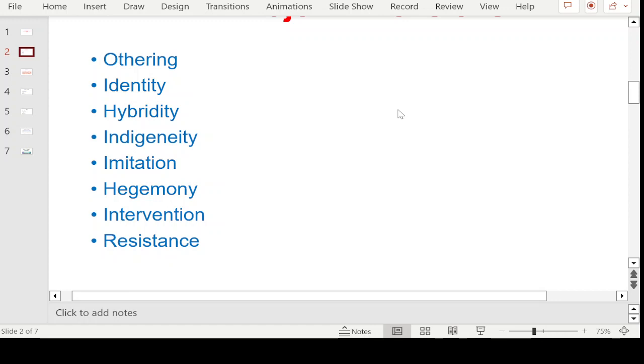Then is the intervention. For example, when a colonizer enters, he tries to intervene in different aspects of the local culture and tries to change them, to make them as suitable as possible to his own rule and power, and that is why it's called intervention. How these cultures have been changed, modified or molded, that is what can be analyzed through this concept.